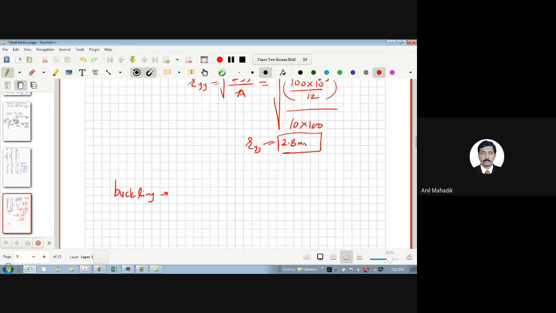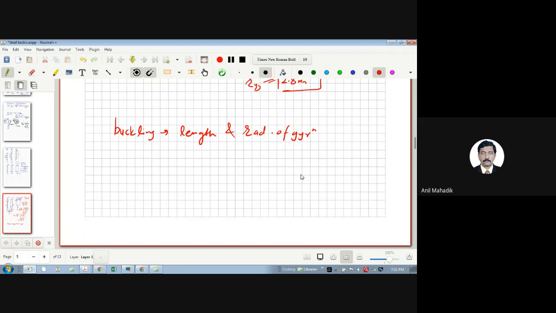is depending on length and R, that is radius of gyration. The buckling is defined by a term which is nothing but the slenderness ratio. We generally write it as lambda, which is L effective upon R minimum. So this is your slenderness ratio.